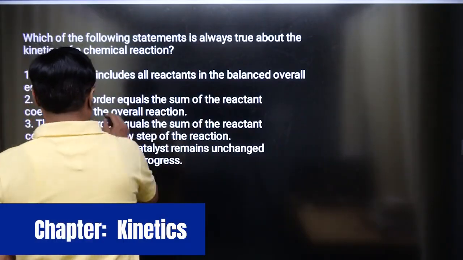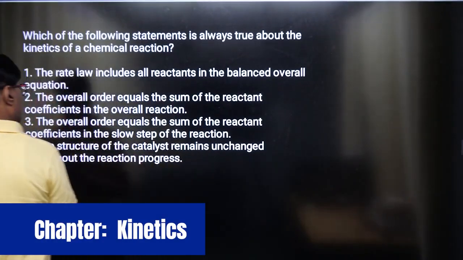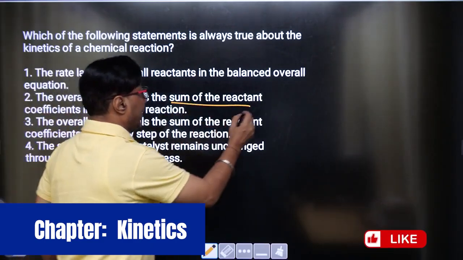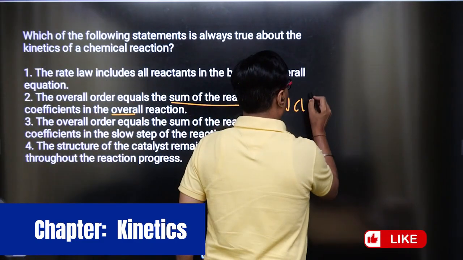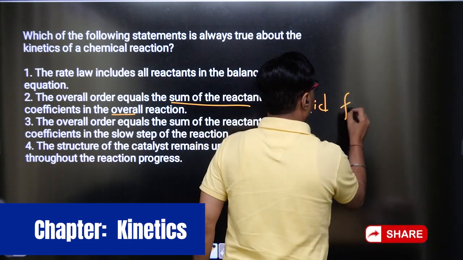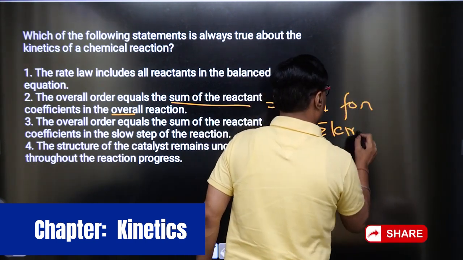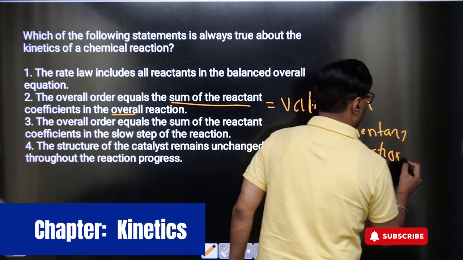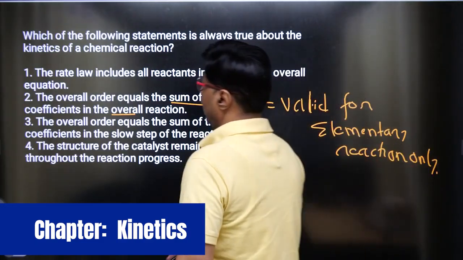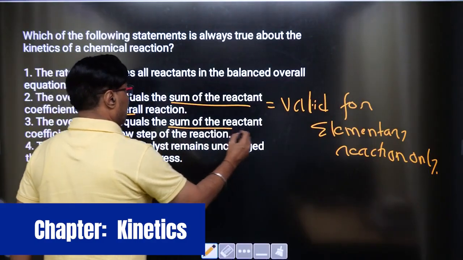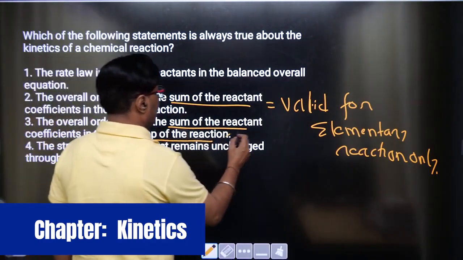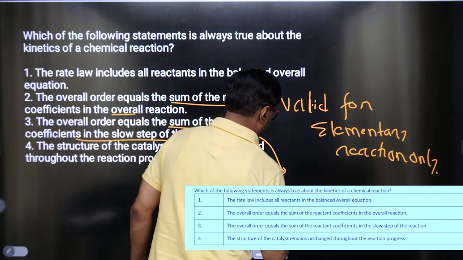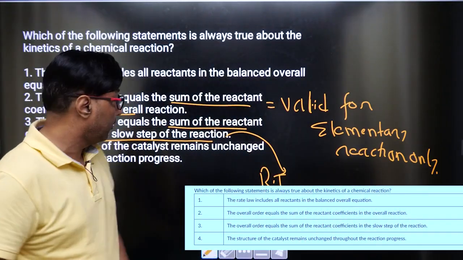The overall order equals the sum of the reactant coefficients in the overall reaction. But it is valid for elementary reactions only. Next: the overall order becomes equal to the sum of the reactant coefficients in the slowest step reaction. But we don't know what will happen to the reaction intermediate. If the reaction intermediate is there, that is going to be changed.